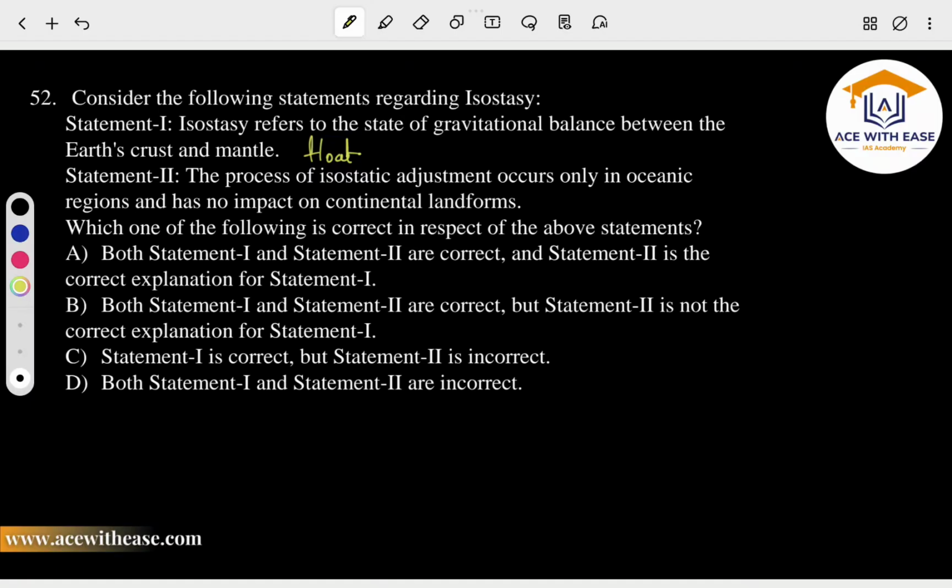The process of isostasy adjustment occurs only in the oceanic region and has no impact on continental landforms. Now this is a wrong statement. You know why our Himalayas are very high? Because of isostasy. So it's not just oceans, but also in the continental landmass that we find isostasy. So statement 1 is correct and statement 2 is wrong.